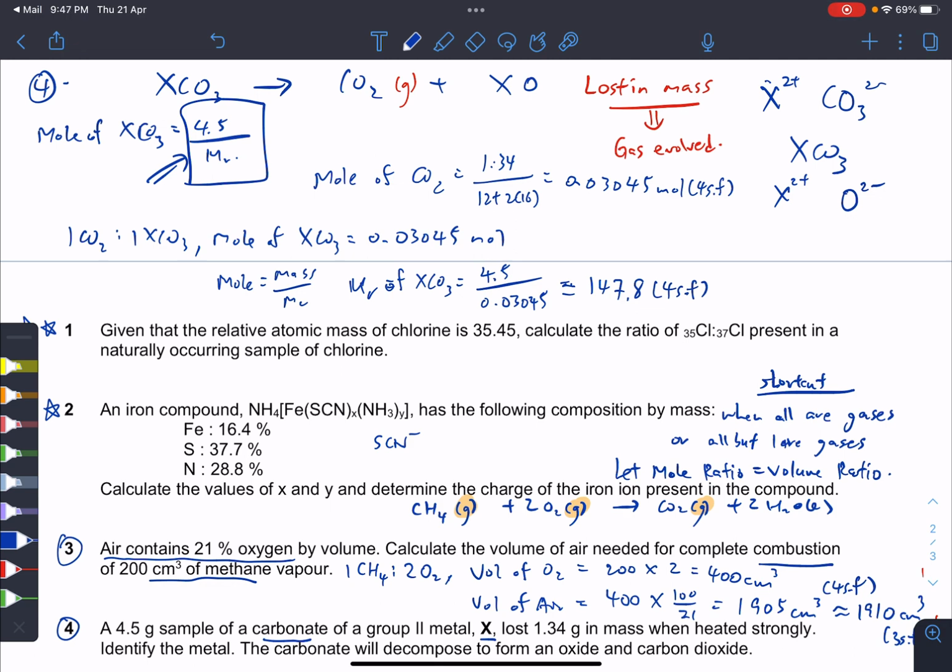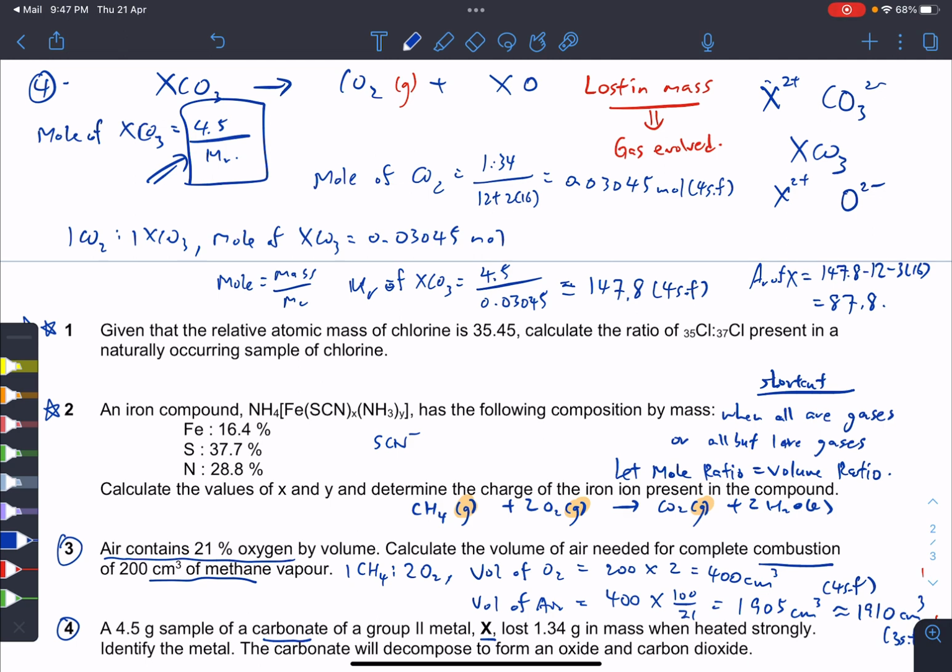Okay. So you have the Mr of XCO3. You don't know the X, but surely you know what's the C and the O, isn't it? Which means the Ar of X is just minus. 147.8 minus 12, which is the carbon, minus the oxygen, which is 16, 3 of them. Minus 12 minus 48, I get 87.8.